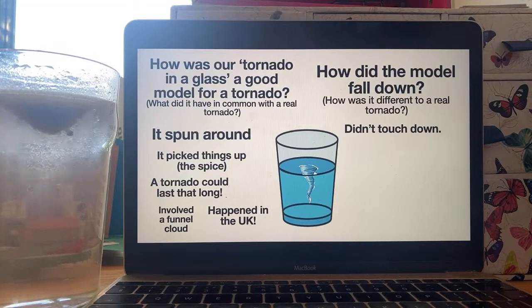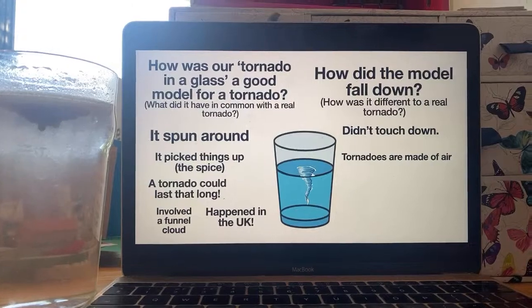Yeah, it didn't touch down, so technically our tornado is not a tornado at all, I suppose. Tornadoes are made of air, not water. You can get... I couldn't really find any good photos of them, but you can get something called a waterspout, which is a tornado that has formed and then moved over water and kind of sucked all the water up.